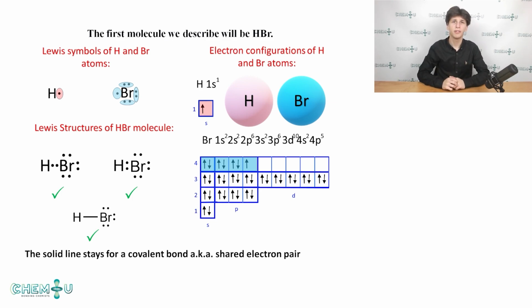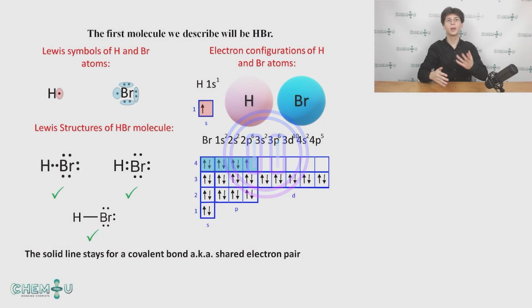Pay attention that we have an octet of electrons around the bromine atom. In contrast, a hydrogen atom has only 2 electrons that form the actual covalent bond. Hydrogen doesn't follow the Octet Rule, remember it. For the sake of simplicity, we can draw a solid line instead of 2 shared electrons. Now you understand the origin of solid lines that represent covalent bonds and structural and skeletal formulas that we have discussed previously. Well, now it's your turn.